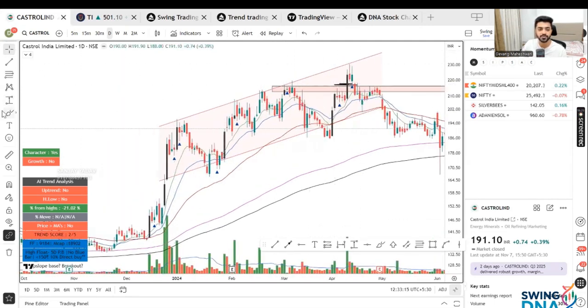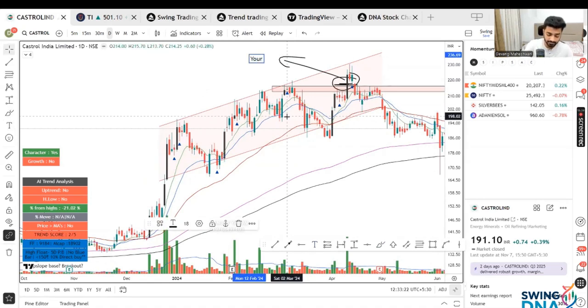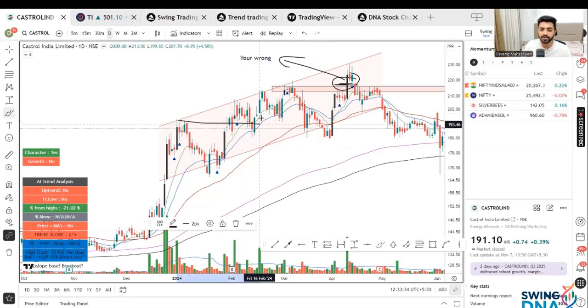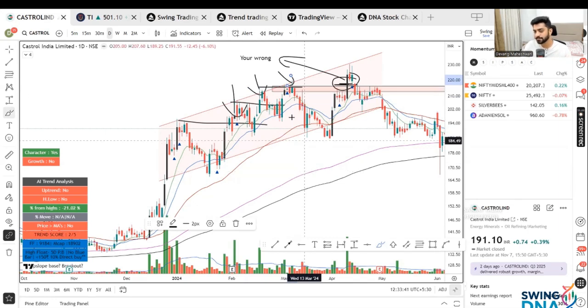So look at this. You buying here is your wrong buy. It's your mistake. The chart is screaming. I will repeat it until this is out of this. What's going on? The stock is telling you. You just have to see it.